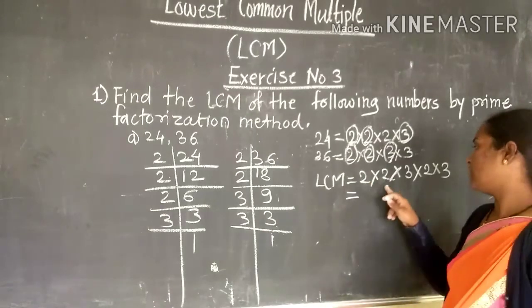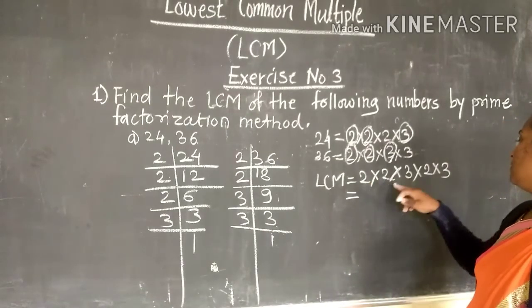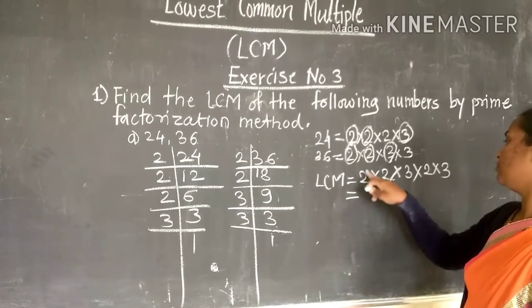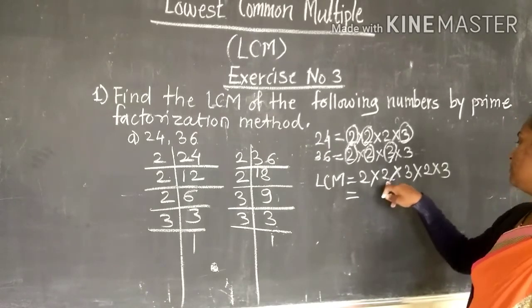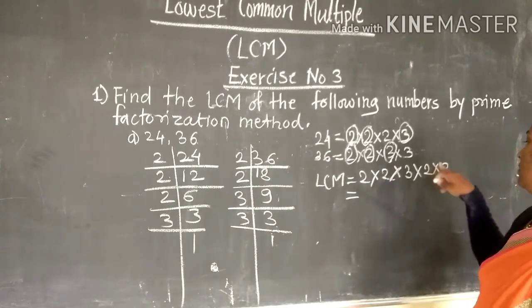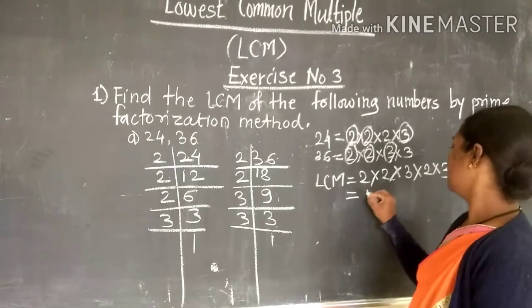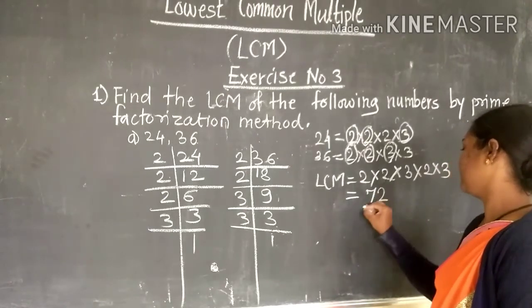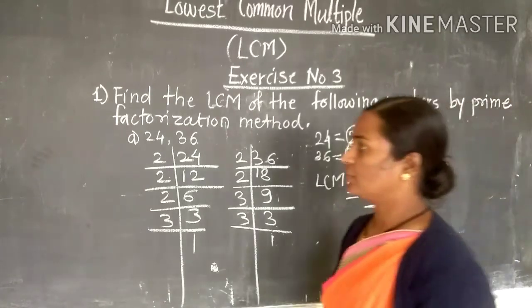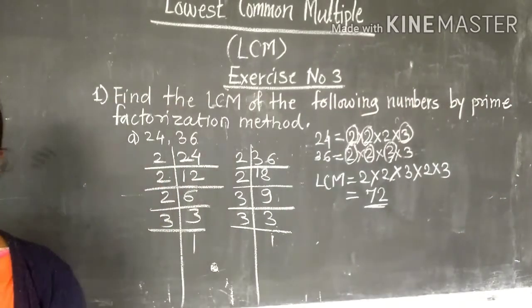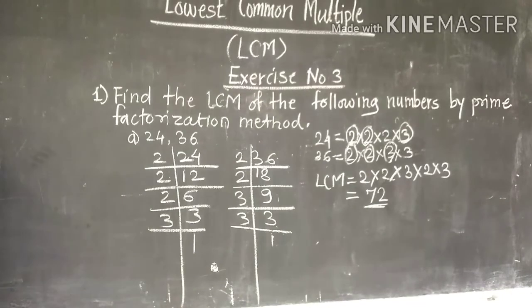2 2s are 4, 4 3s are 12, and 12 3s are 36, then you will get your LCM. So in this way you have to do this prime factorization method.